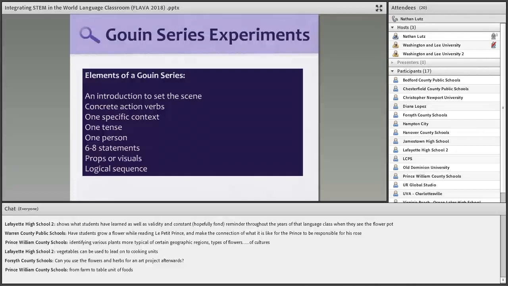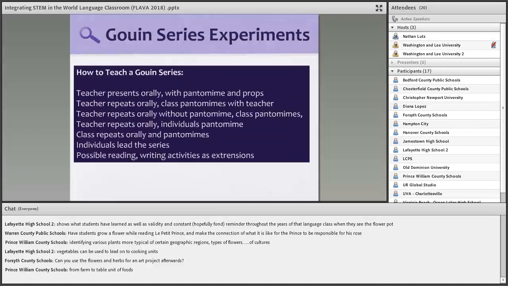Six to eight statements. It's very short. It's very tight. It's not rambling. And it's best to use some sort of props or visuals. If you could have the real thing available to do it, that's great. And then there's a logical sequence there. And what's great about that is that you can then use the statements that you've created and use them in some sort of a sequencing type activity with your students.